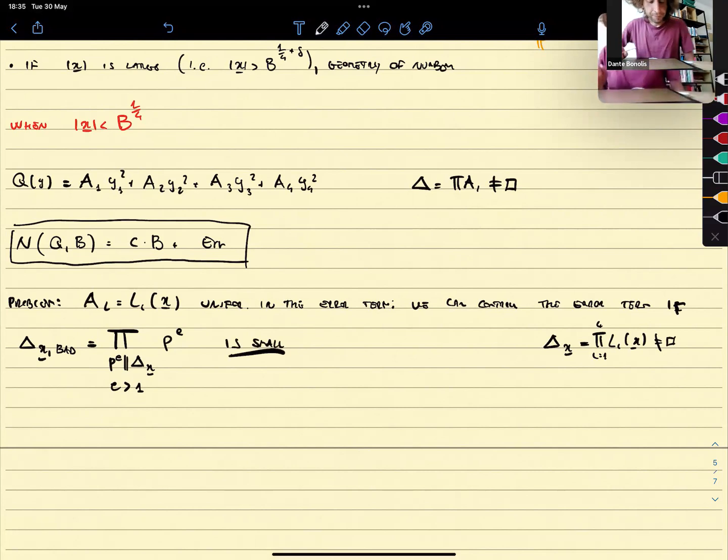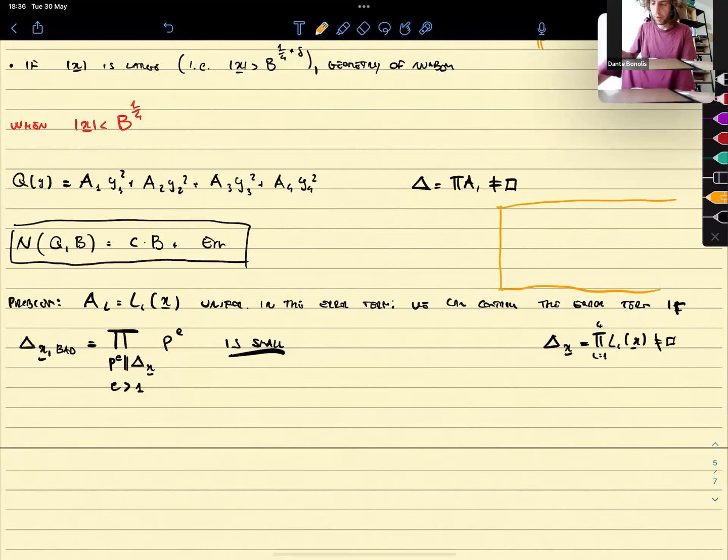But of course we need to find a way to control this. We know that these L_i are not proportional. We even know that the coefficients of any L_i are coprime. So we expect delta X bad to be very small in general. But of course it can be very large, and we just need to find a way to control the case when delta bad is large.